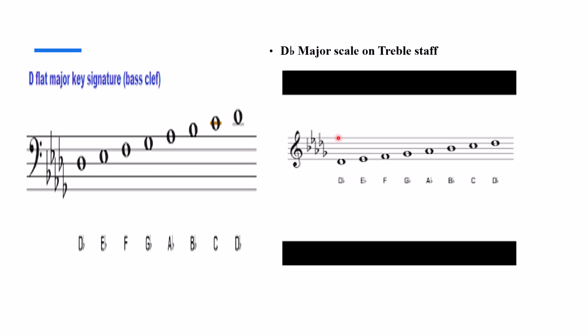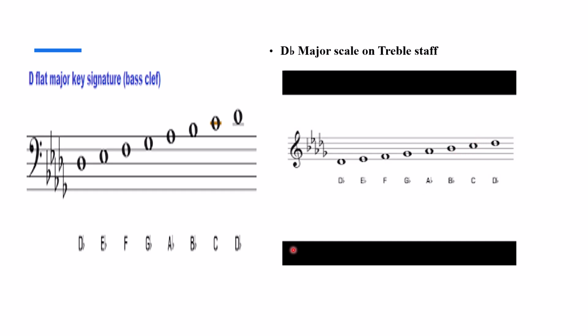Now, this is the scale of D flat major on treble staff. D flat major starts from the line D here, and you can also find D on the space below the first line. So we have D flat, E flat, F, G flat, A flat, B flat, C, and D flat.